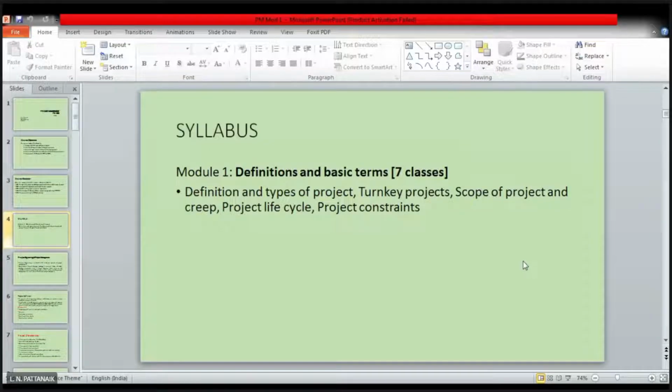The process of this course completion is like this. We'll take one module at a time, and after each module there will be some assessment of 10 marks. You already know all these things.